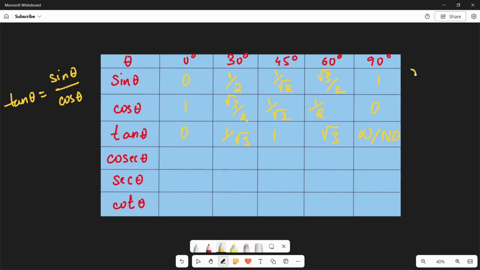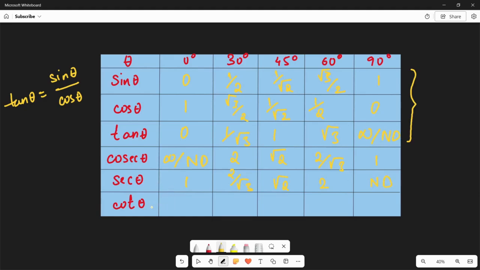Okay, so now as we know the three trigonometric ratios, the other three become much easier, as we know that the cosecant function is nothing but the inverse of the sine function. Now when we take the inverse of 0, this becomes infinity or not defined. Cosecant 30 becomes 2, cosecant 45 is root 2, cosecant 60 is 2 by root 3, and cosecant 90 is 1. Similarly, the secant function is the inverse of the cos function. So this becomes 1, 2 by root 3, root 2, 2, and this becomes not defined again.